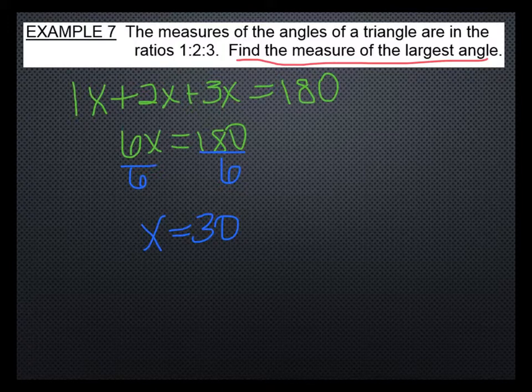Now our question asks us to find the measure of the largest angle. The largest angle is the 3, the part of the ratio that is 3. So we would say 3 times 30, because it's our 3x part of our equation, and get our value for the largest angle. 3 times 30 is 90 degrees.